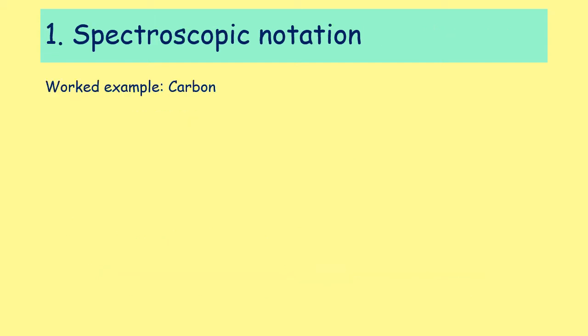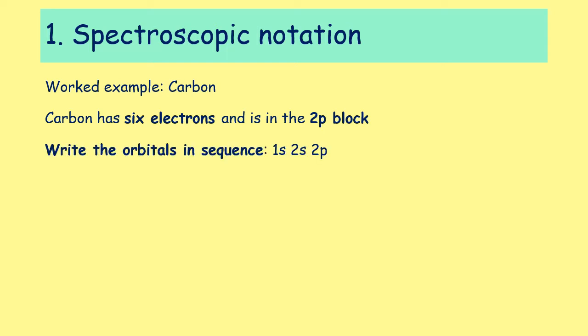So first one is spectroscopic notation, and for this it would be good if you had a periodic table in front of you so that you could see and follow along on the periodic table where the element is, so you can see where we're getting these numbers and letters from. So carbon has 6 electrons, it's element number 6, it's in the second period, and it's a p block element. So remember, you're filling all the orbitals in increasing energy. So we're going to have the 1s orbital, the 2s orbital, and the 2p orbital.